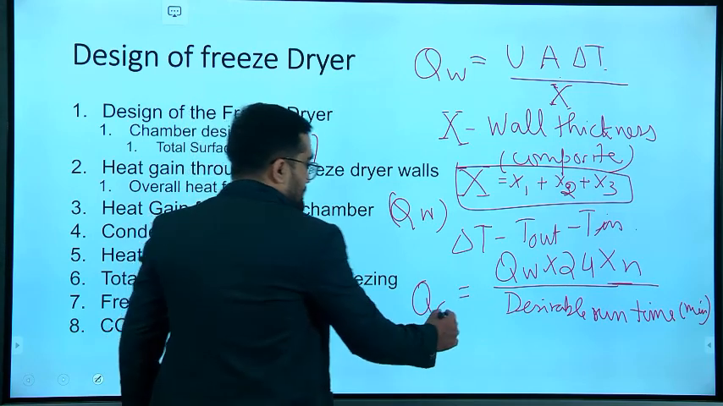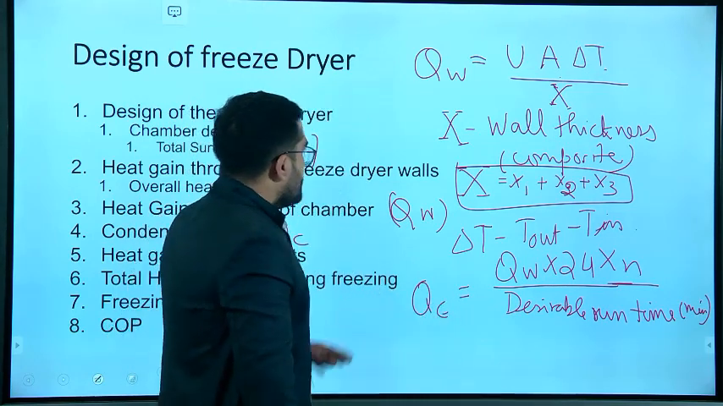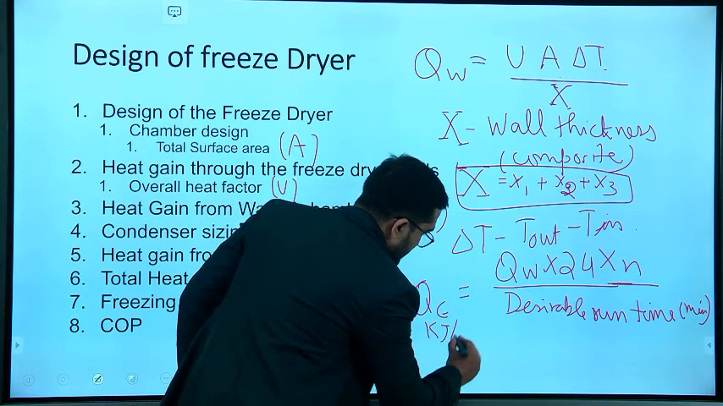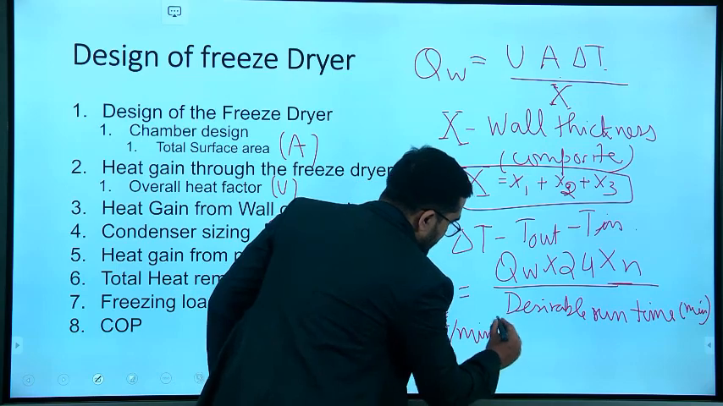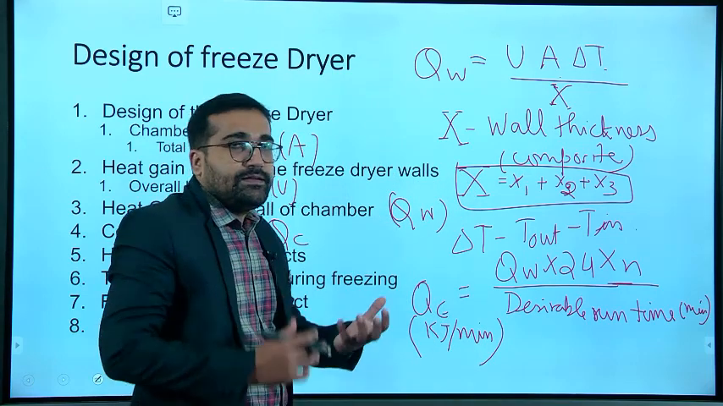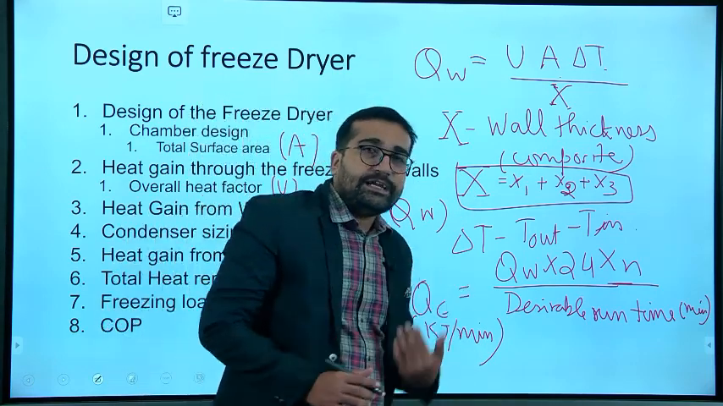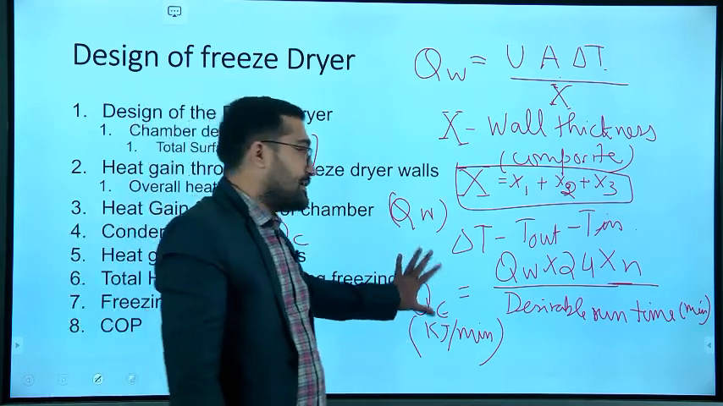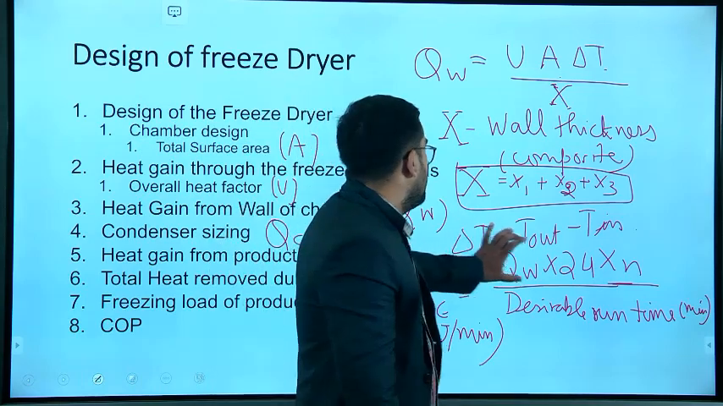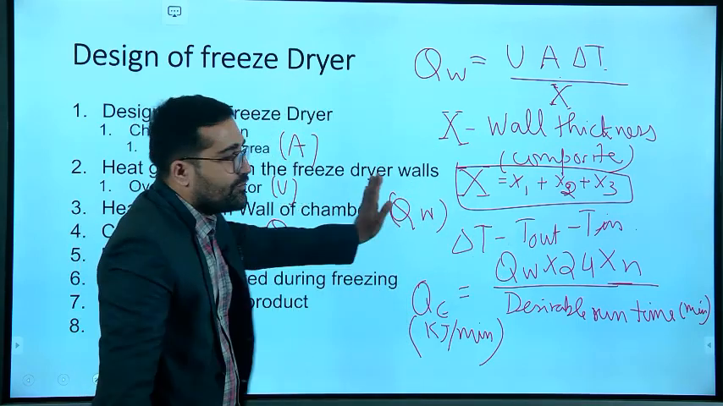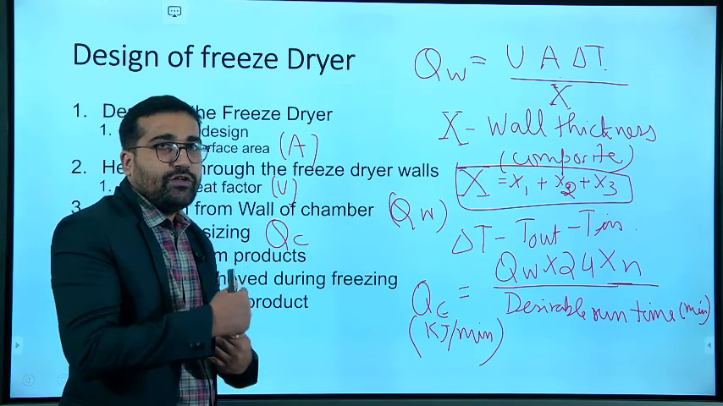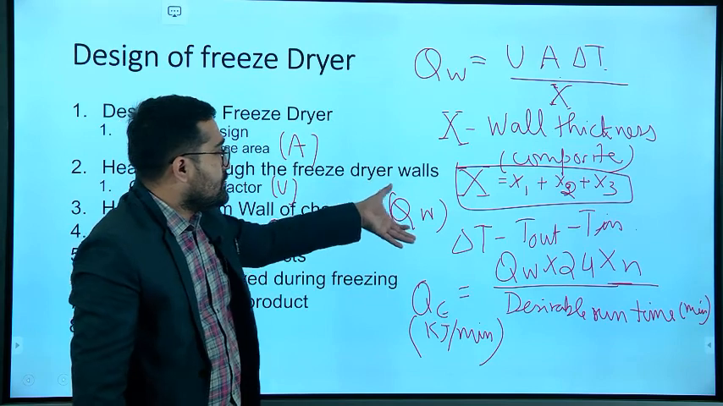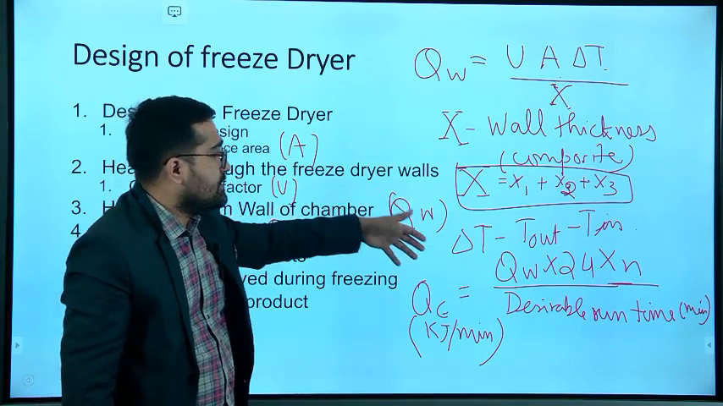The size of the condenser is generally given in terms of kilojoule per minute, meaning how much heat it is taking or rejecting per minute. That is how we define the size of the condenser. It is equal to the heat load, the heat gained by the walls. Whatever heat is generated from the walls should be taken out by the condenser.